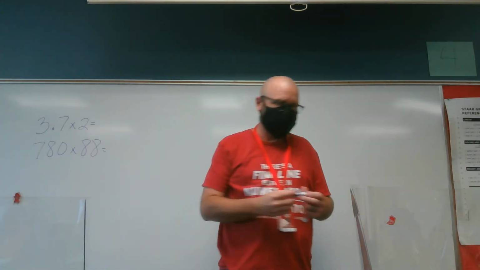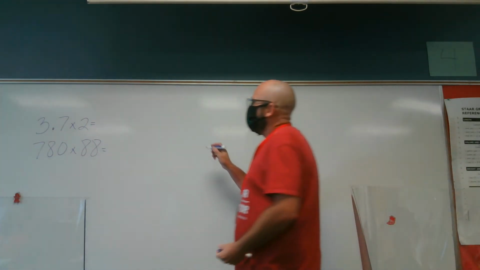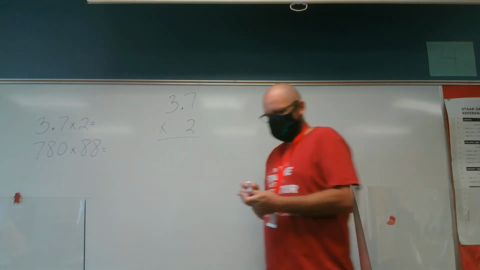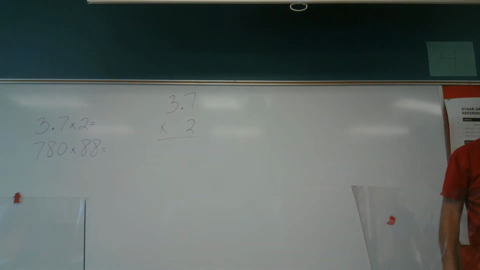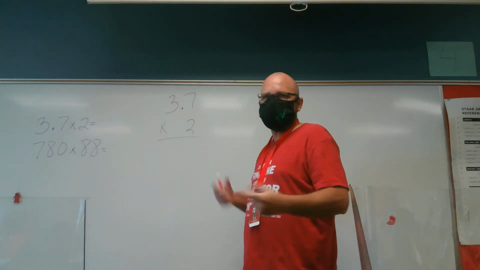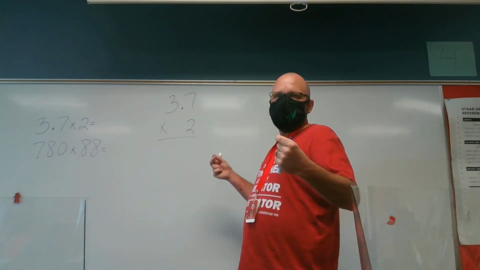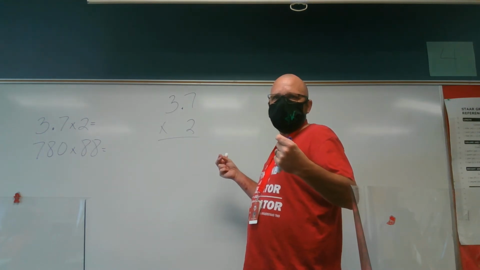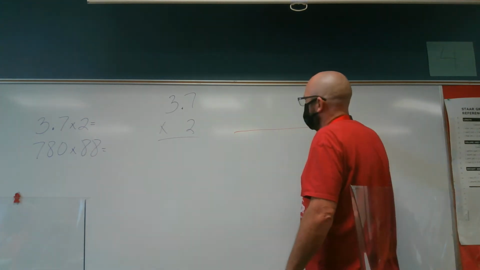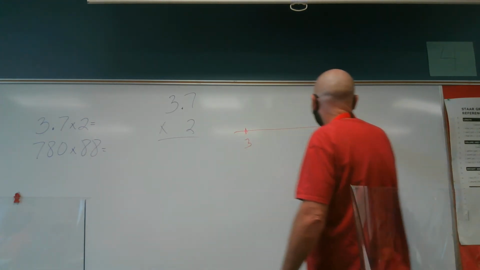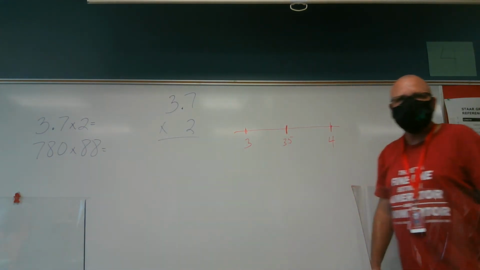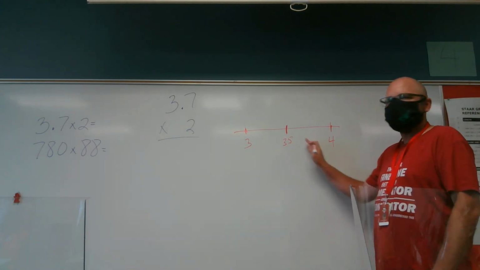Another really easy problem. I have 3 and 7/10 times 2. Jeremiah, what is 3 and 7/10 close to? Closer to 3 or closer to 4? It's in between 3 and 4. Here's my number line. Here's 3. Here's 4. Here's 3.5. So where would 3.7 go? Here or here?